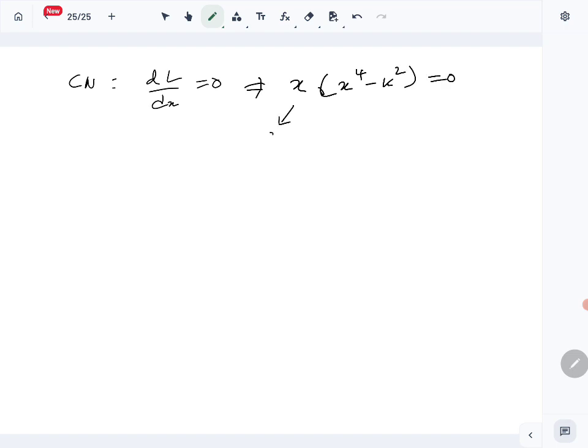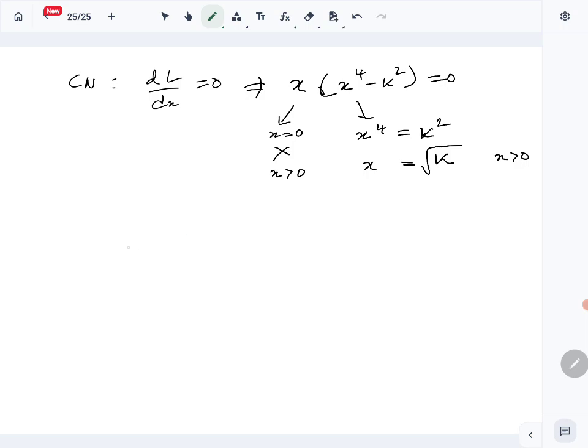So this gives you x equals 0, but that is not a critical number because x is positive in this question. Then from here x to the 4 is equal to k squared. So x squared is equal to k, or x is equal to square root k. Again, we only need to consider the positive value because x is positive. So x is equal to square root k is our critical number.